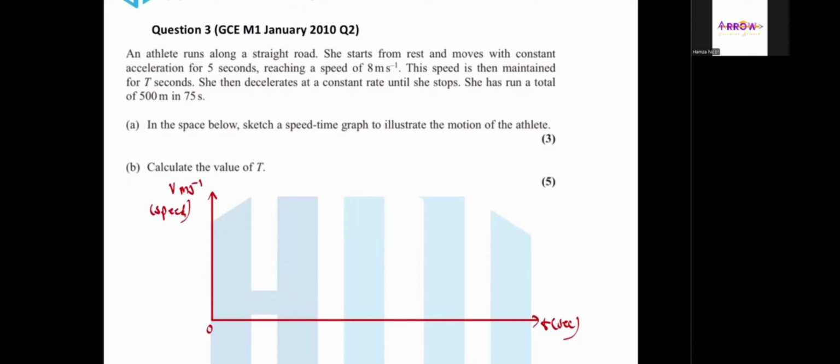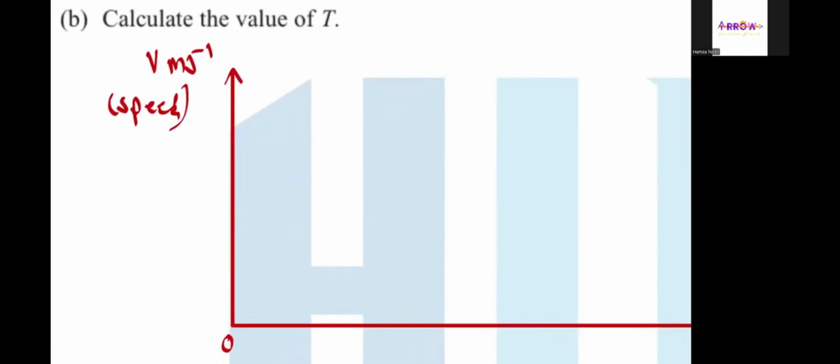particularly speed. The athlete starts from rest, meaning the graph will start from the origin, and moves with constant acceleration for 5 seconds, reaching a speed of 8 meters per second. So from the origin, the upward sloping line will start, and when time is 5 seconds, the speed is 8 meters per second. So here we have an upward sloping line.